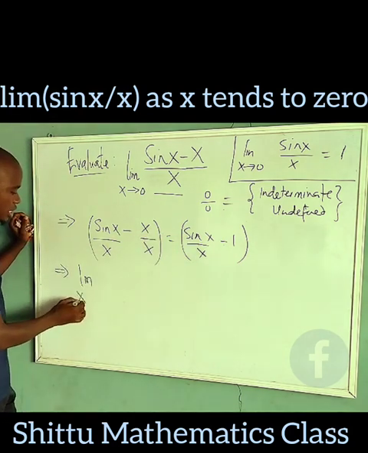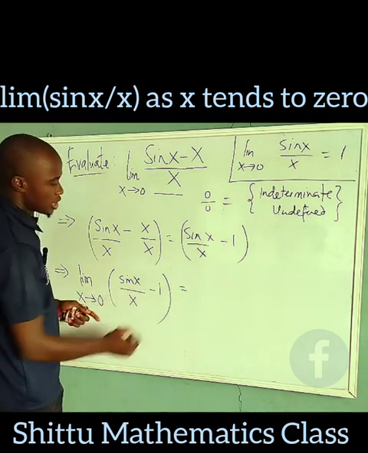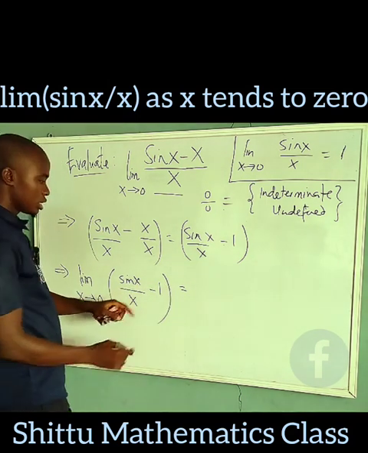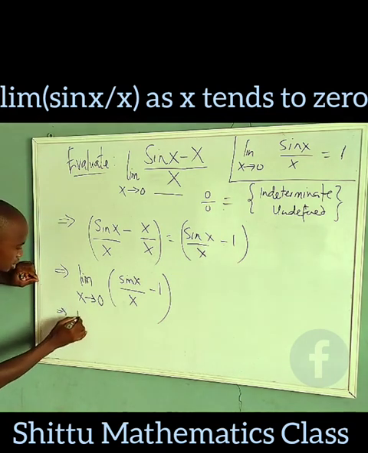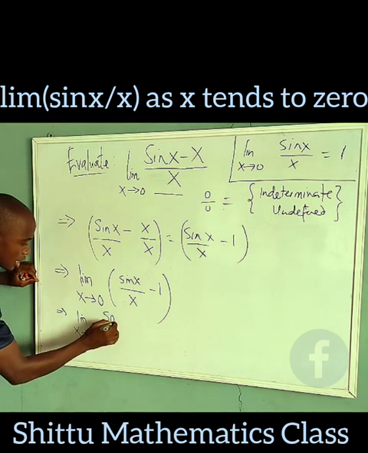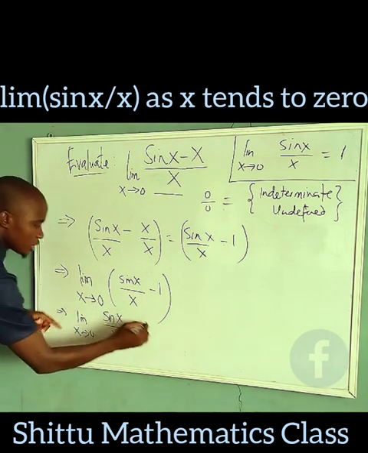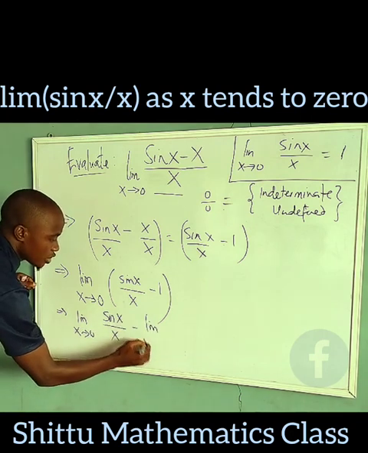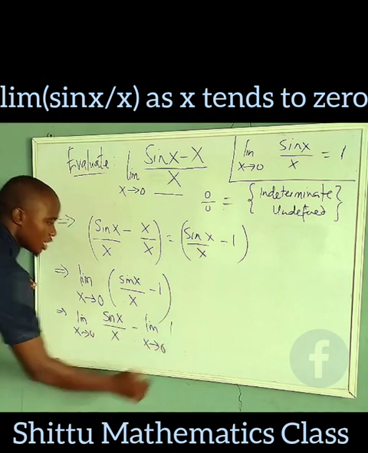So we have the limit as x tends to 0. From here this can also be the limit as x tends to 0 of sin x over x, then minus the limit as x tends to 0 of 1 here.